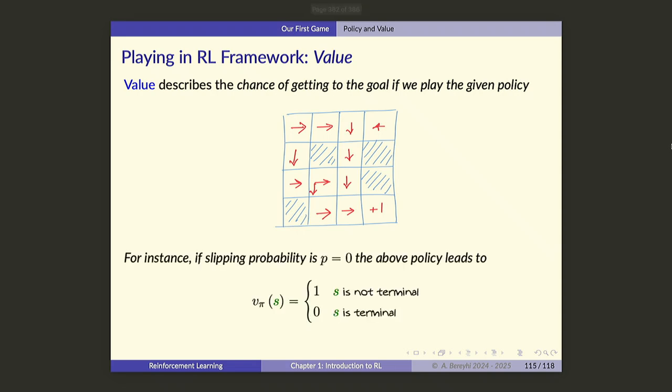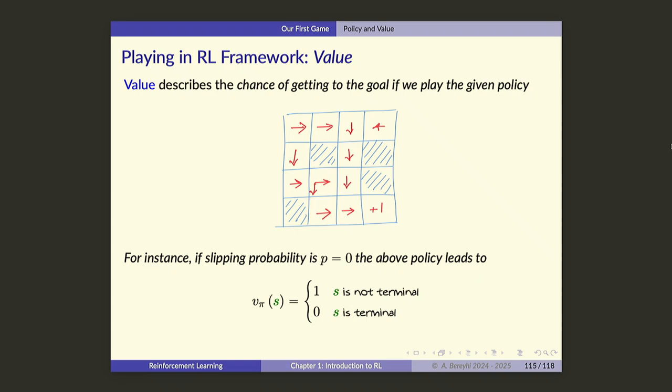So, for instance, say I have p equal to 0. When p equal to 0, it means that there is no slip. Wherever you want to go is where you are going to go, right? Now, if that is the case, then if you play with this policy, you're always going to win, right? Because at any cell, you are just moving toward your prize, and there is no chance of slipping. So this is essentially the optimal policy. And when you play with this optimal policy, no matter which cell you are in, you're going to end up collecting reward 1, right?